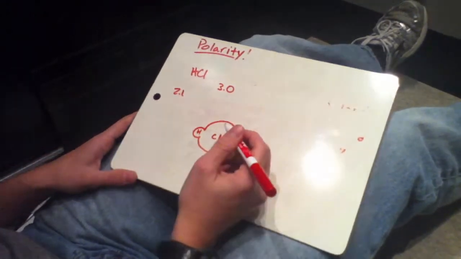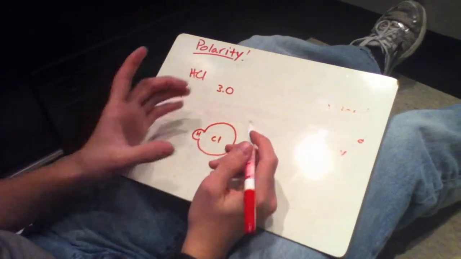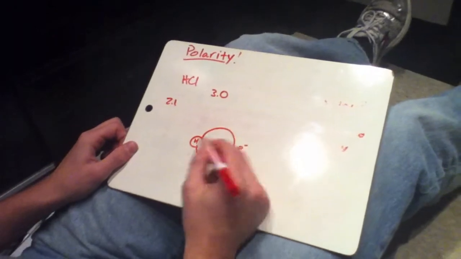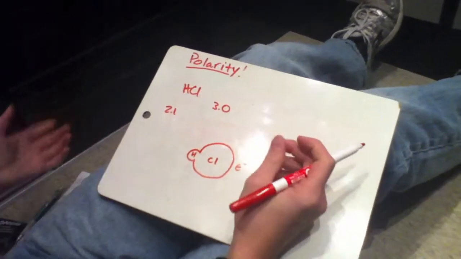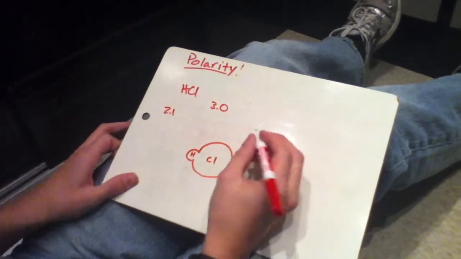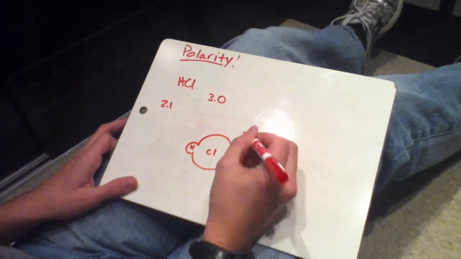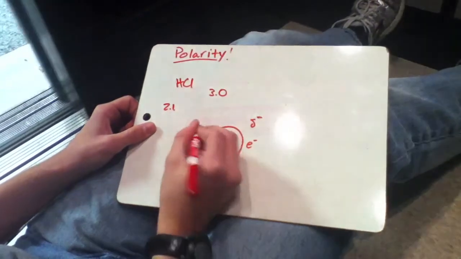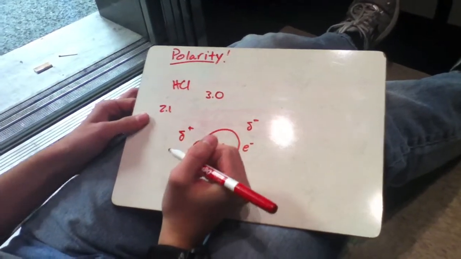And so, here, because this one has a higher electronegativity, it's pulling the electrons more towards this side of the bond. And where there's more of the electrons on one side, that side is the delta minus. That means there's more electrons over here. This one is now delta plus, because there's less over here, so that means it has more of a positive charge.